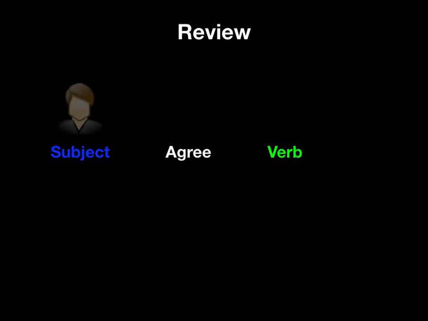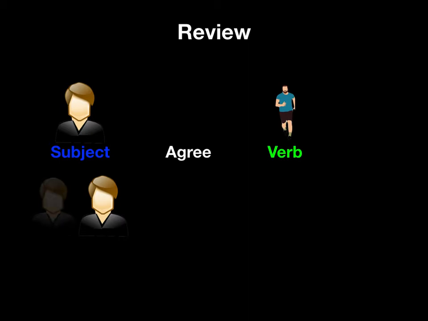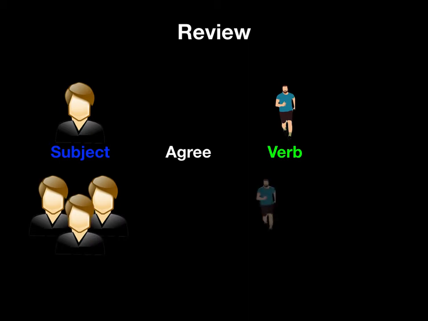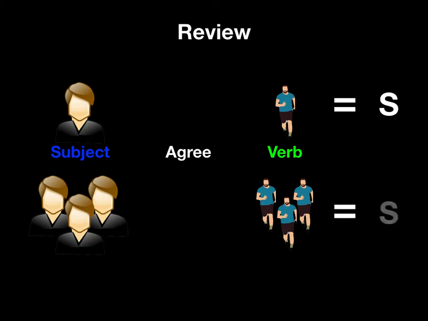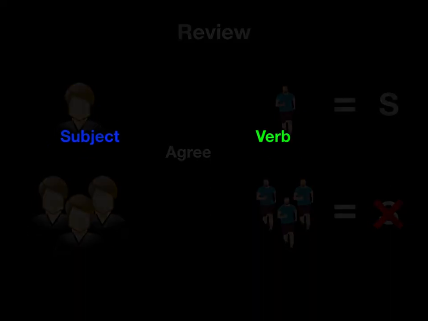verb. If we have a singular subject, we must have a singular verb form. Similarly, if we have a plural subject, we must have a plural verb form. Verbs are singular when they end in s, and verbs are plural if they do not end in s. Subject-verb agreement has a very specific process that we followed in our last lecture.